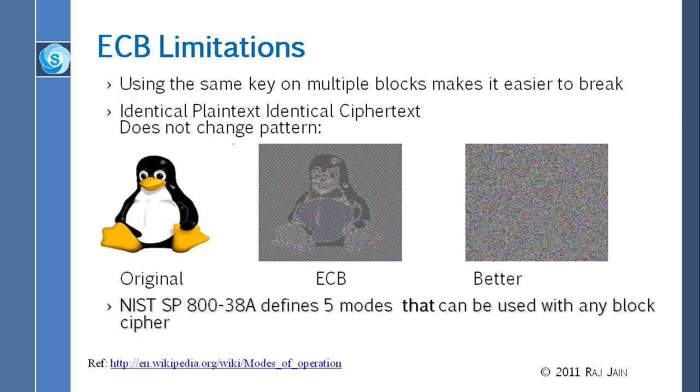Therefore, scientists got together, basically NIST again, and defined 5 modes that can be used with any block cipher. By the way, this picture came from Wikipedia. I thought it was interesting. It's not in the book. All right, so you understand now why we don't do ECB?